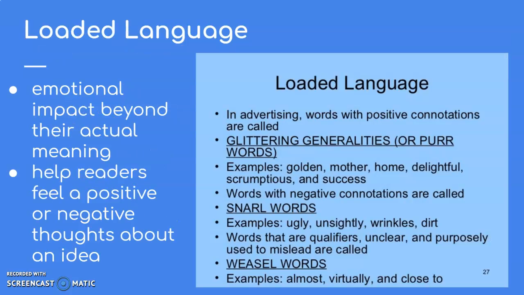Then you have loaded language. That is emotional impact beyond their actual meaning. It helps readers feel positive or negative thoughts about an idea. So in advertising, words with positive connotations are called glittering generalities or purr words. So that could be something like golden, mother, home, delightful, scrumptious, and success. There's also words with negative connotations. Those are called snarl words. So things like ugly, unsightly, wrinkles, dirt.